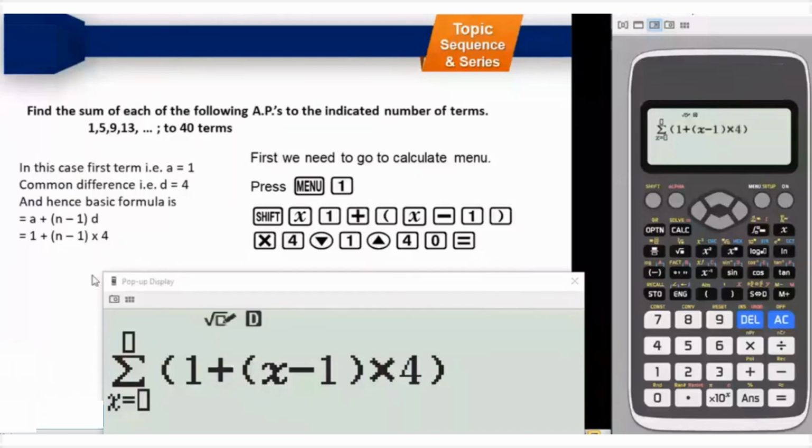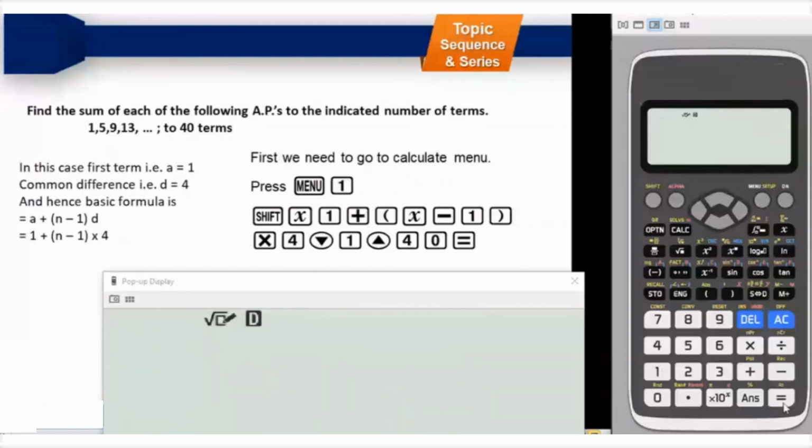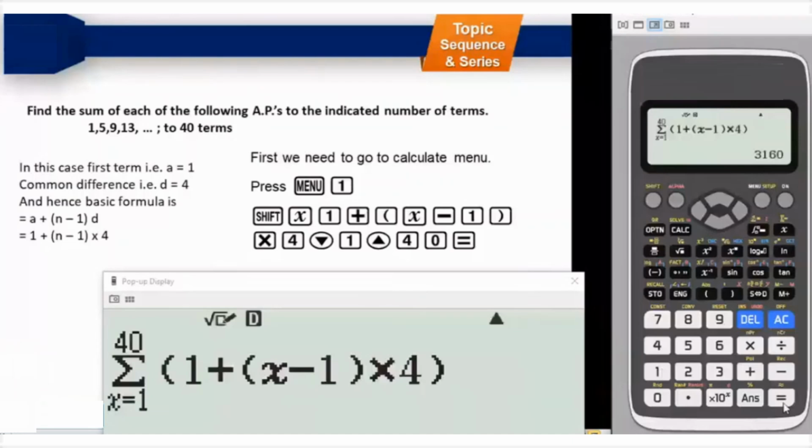I will press scroll up. When I press scroll up, it will give me the limit. Up to what terms? Up to 40 terms. From which term? I started off from the first term. When you need the sum of the first 40 terms, you will start from the first term and go on to the 40th term. You write the equation, and all you need to do is press equals. The calculator will give you the sum of the first 40 terms. I hope this is clear. You were told to find the sum of the first 40 terms, and the equation was in front of you.